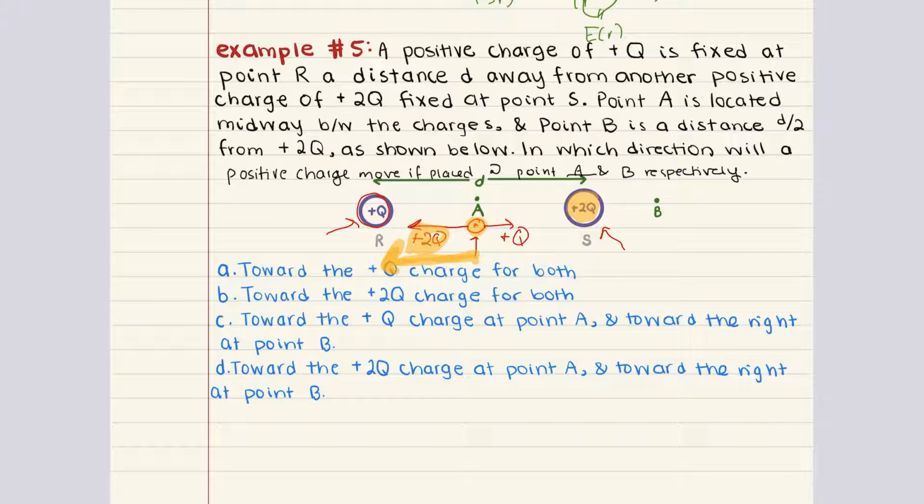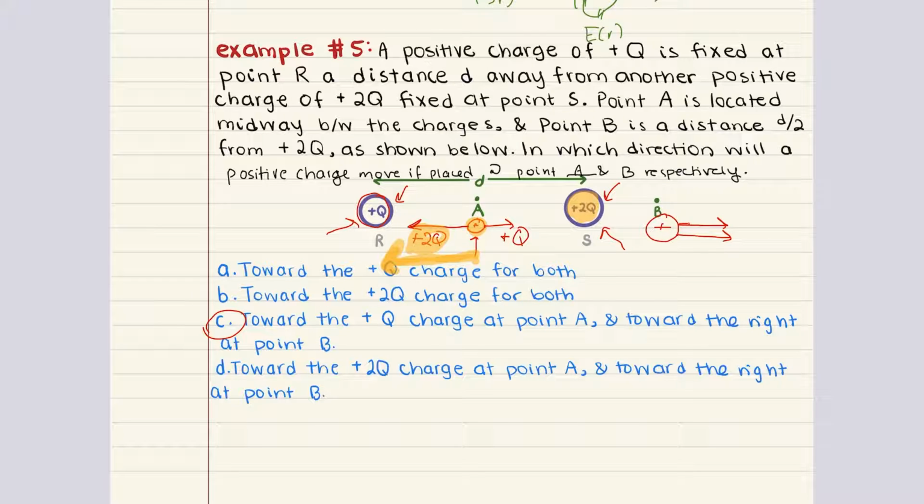What about if we place a positive charge at point B? It's going to experience a repulsion force from both the plus 2Q and the plus Q. They're both going to act on this positive charge, pushing it away from them to the right. So a positive charge placed at point B is going to experience forces from both plus Q and plus 2Q that will point to the right. So there's going to be a net force to the right. Keeping that in mind, the correct answer for 5 is going to be C.